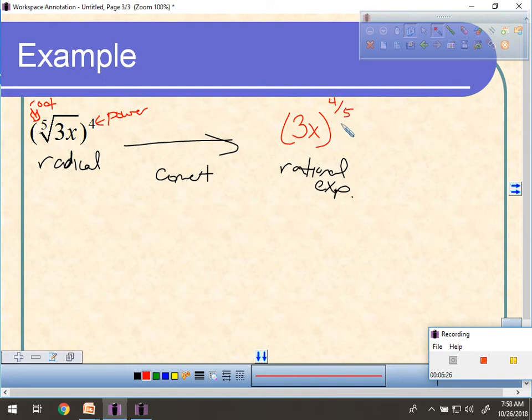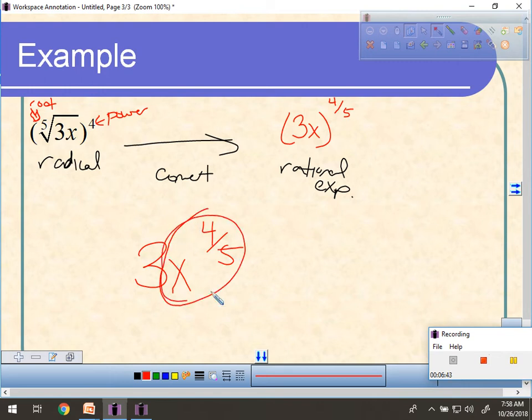But the biggest mistake, guys, make sure you put that 3x in parentheses, because if you don't, let's say you put just this, the problem is if you don't have any parentheses, people might think only the x has a 4 over 5, and that would be wrong. It's the whole thing. It's all of that 3x. So put that in parentheses. But straightforward, right? So that was going from radical to rational exponent form.